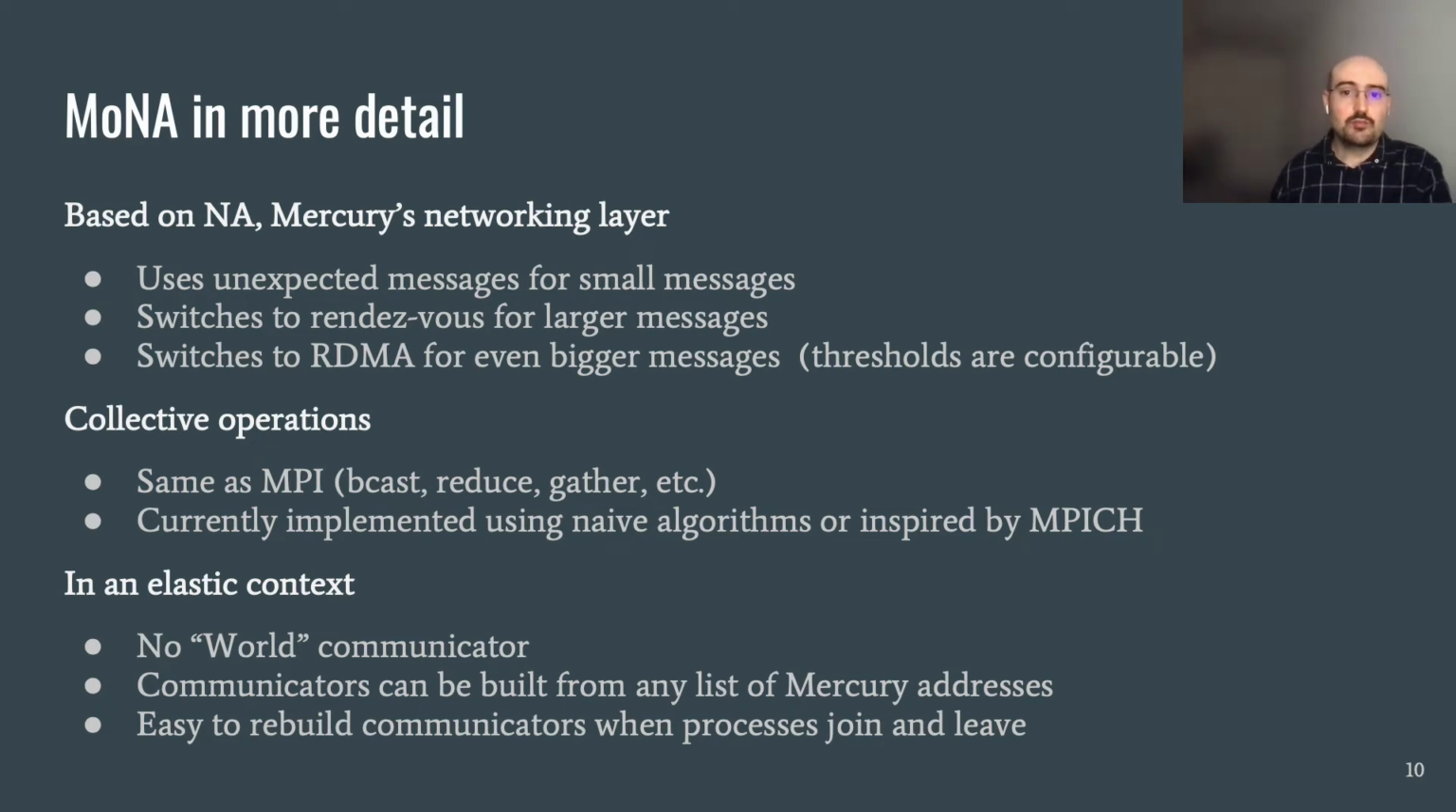The big advantage of Mona over MPI is that there is no concept of a world communicator. So even though when doing a collective communication, Mona is expecting the communicator not to change, it's very much possible to change a communicator in between those operations. And communicators can be built from any list of Mercury addresses, and it's easy to rebuild communicators when processes join and leave. So as we couple Mona with SSG, we can rebuild a communicator whenever we have a notification that a process joined.